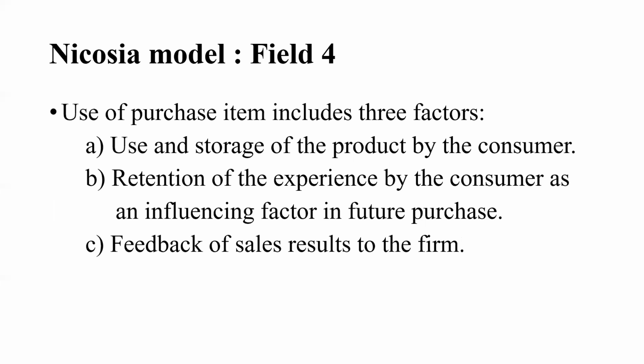Use of purchased item includes three factors. First, the use and storage of the product by the consumers. Second is retention of the experience of a consumer as an influencing factor in the future purchase. So what exactly is happening? You have bought the product. Now it's all about consumption and experience. So the consumer is using that product or storing that product. So a retention of experience. The experience could be good or bad. So based on that experience, the consumer will make further decisions also. So it will become an influencing factor for making the future purchases.